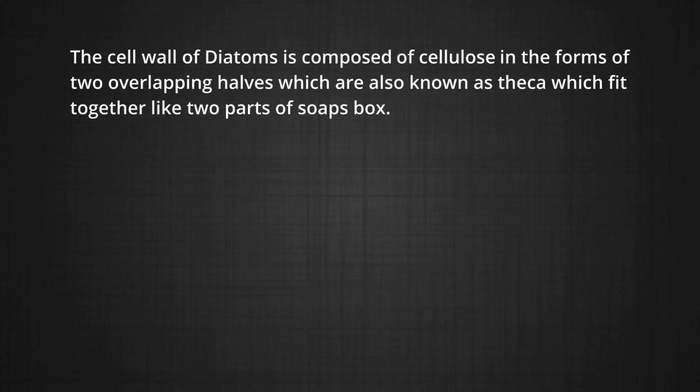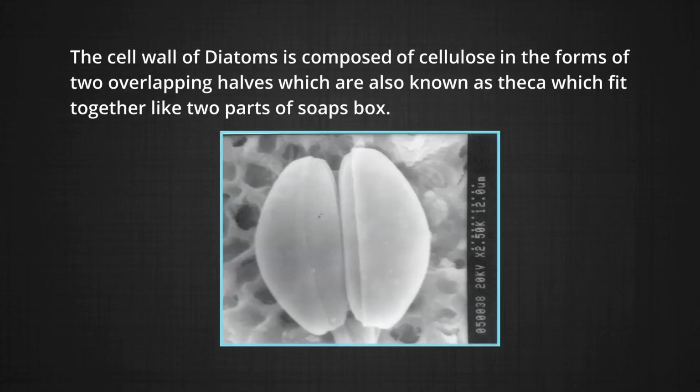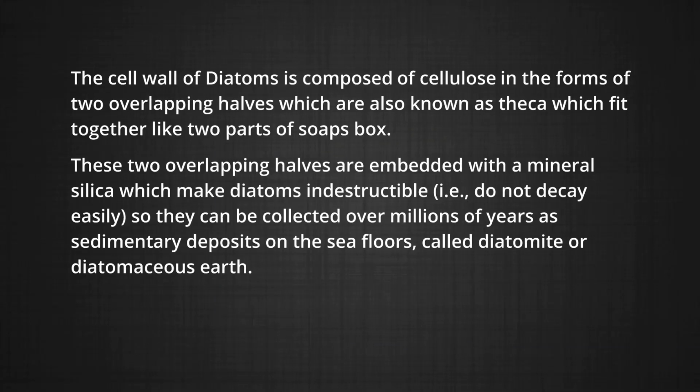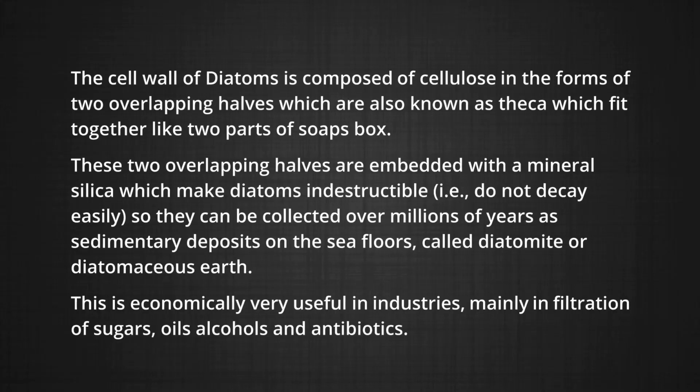The cell wall of diatoms is composed of cellulose in the form of two overlapping halves, also known as theca, which fit together like the two parts of a soap box. These two overlapping halves are embedded with the mineral silica, which makes diatoms indestructible, meaning they do not decay easily. So, they collect over millions of years as sedimentary deposits on the sea floors called diatomite or diatomaceous earth. This is economically very useful in industries, mainly in the filtration of sugars, oils, alcohol and antibiotics.